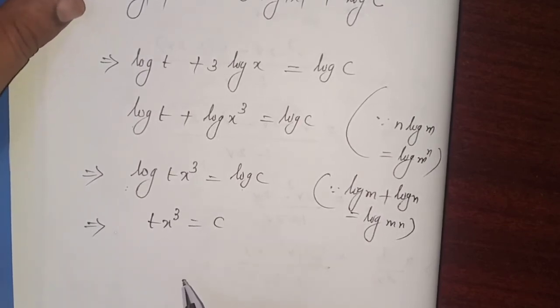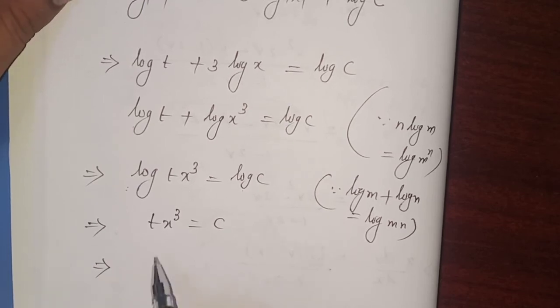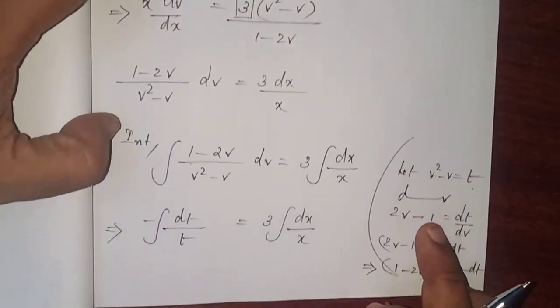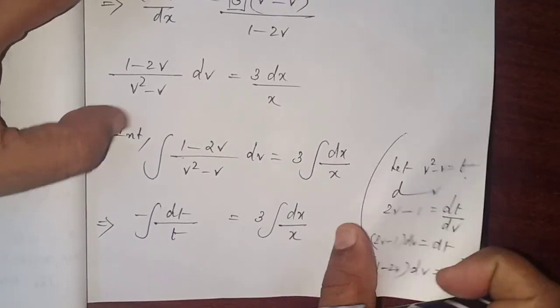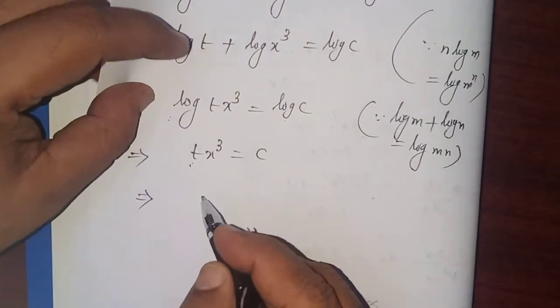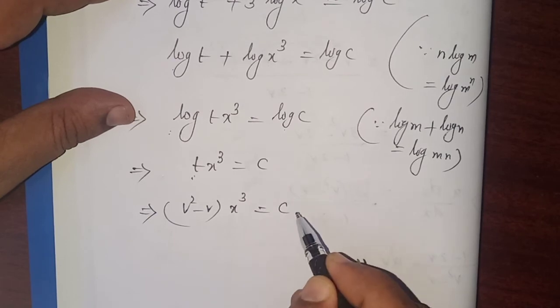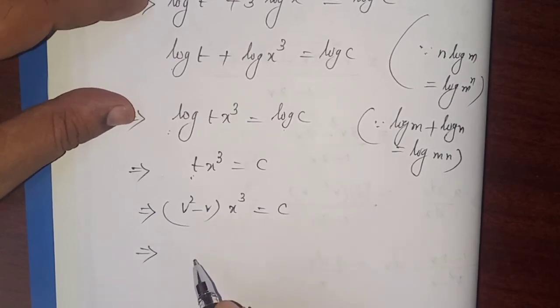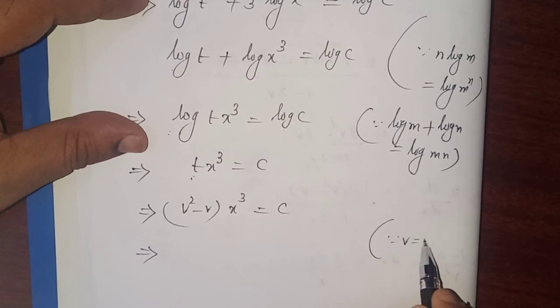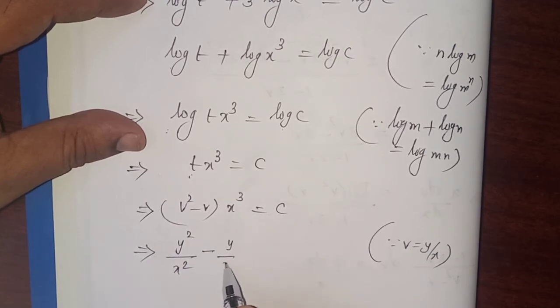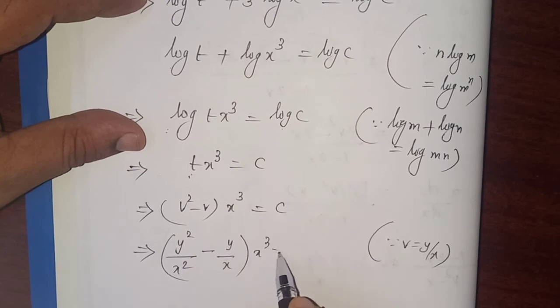Which implies one logarithm on this side, one logarithm on that side, both logs get eliminated, and you will get t x cube equal to c. Which implies, the final result in terms of x and y only, t can be replaced by v squared minus v. So (v squared minus v) into x cube is equal to c. Finally, v can be replaced by y by x, since v is equal to y by x. So v squared becomes y squared by x squared, minus y by x, into x cube, equal to c.